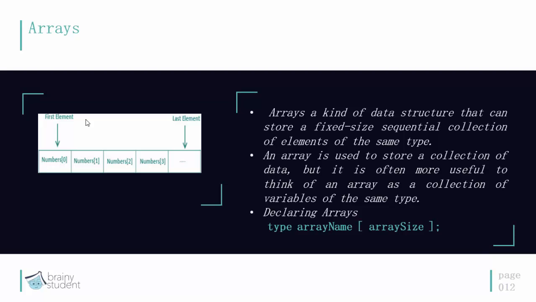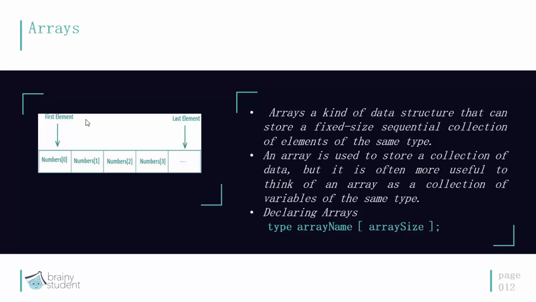That is an array. Now an array is used to store a collection of data, but it is often more useful to think of an array as a collection of variables of the same type. Now, if we want to store more than one value under a single name at the same place and at the same time during program execution, then C and C++ provide the concept of an array.